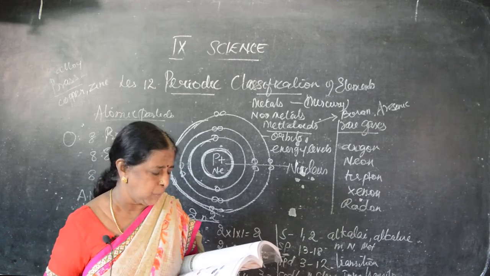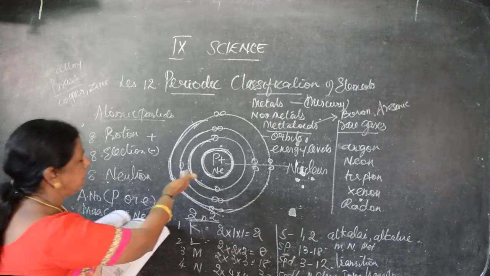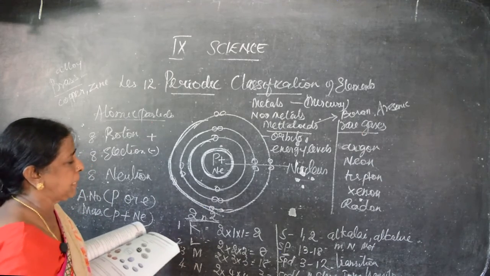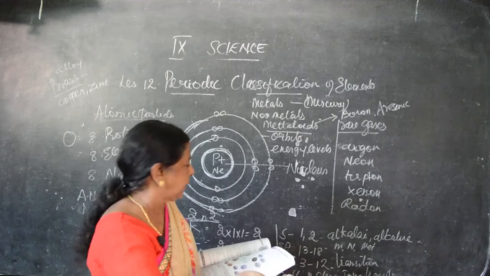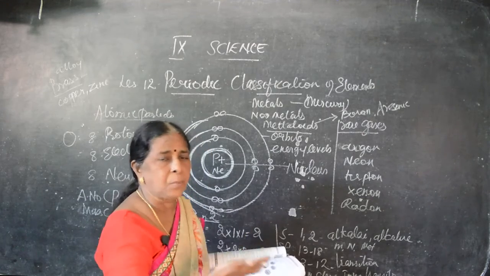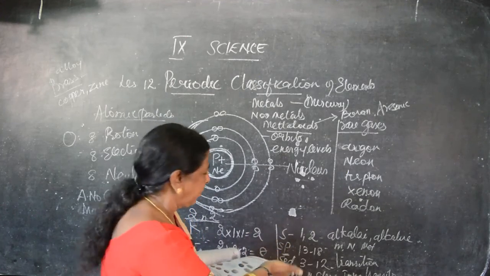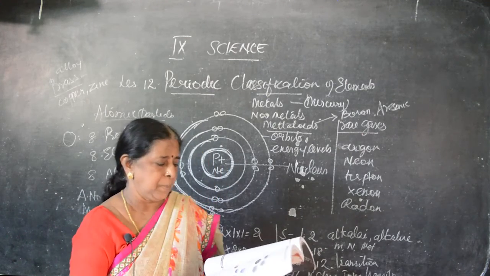We can divide them according to the structure of the atom. Every orbit has suborbits: s, p, d, f. The s block we can arrange as groups 1 and 2, the alkali and alkaline earth metals. The p block has metals, non-metals and metalloids. The d block is the transition elements. And the last one is f, the inner transition elements. They are arranged like this.